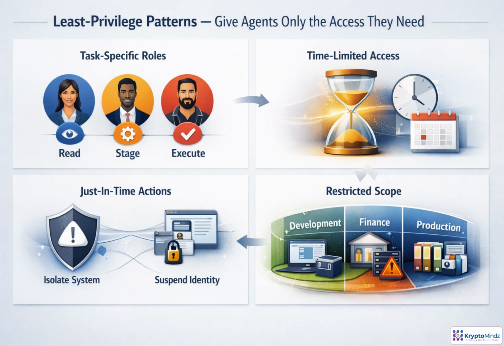Least privilege changes the design question from what can this agent do to what must it do right now. Begin with task-specific roles. Read, recommend, stage, and execute should be separate. Then bound access by time, using just-in-time approval for risky actions such as isolating a host or suspending an identity. Finally, limit scope by environment, asset class, business unit, severity, or assigned case. The smaller the permission envelope, the safer the agent.